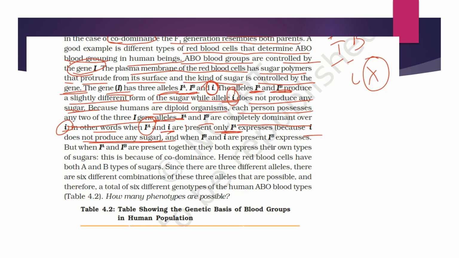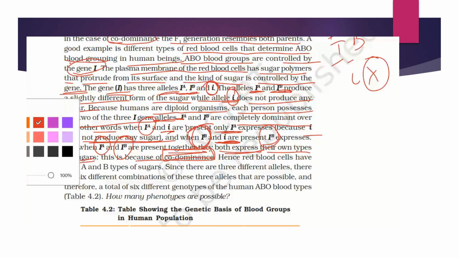So it is the recessive one. IA will always be dominant over i, and the same thing happens with IB, which is always dominant over i, so IB expresses. Now, when IA and IB are both present together, they both express. So here comes codominance. They are representing their own types of sugars. This is because of codominance, and this is very important.